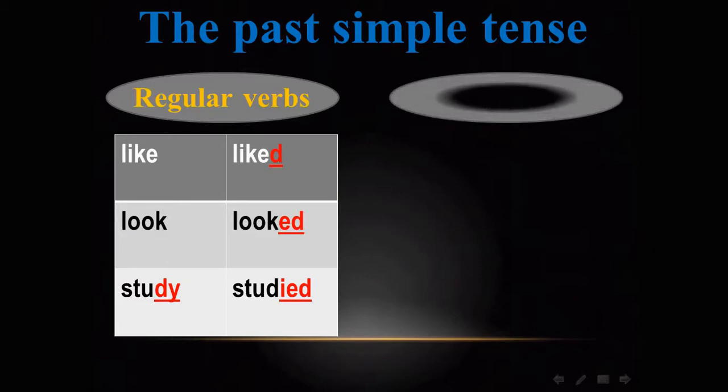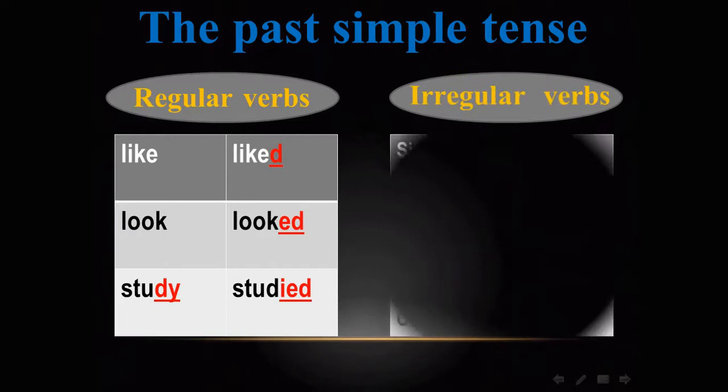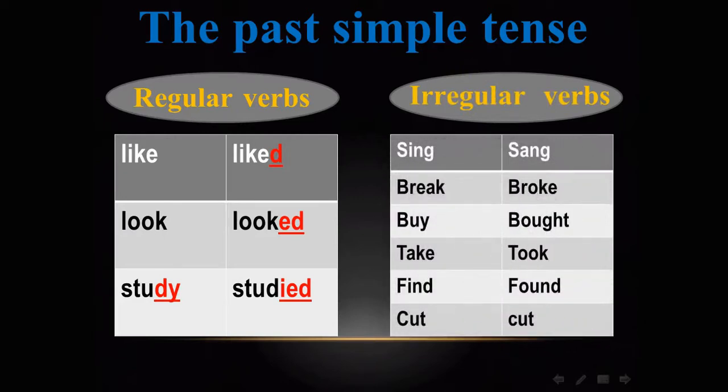Then we have irregular verbs. For example, break, broke, buy, bought, take, took, find, found, cut. Here we do not have a rule. We have to memorize the verb, the infinitive form, and the second form or the past form of it.